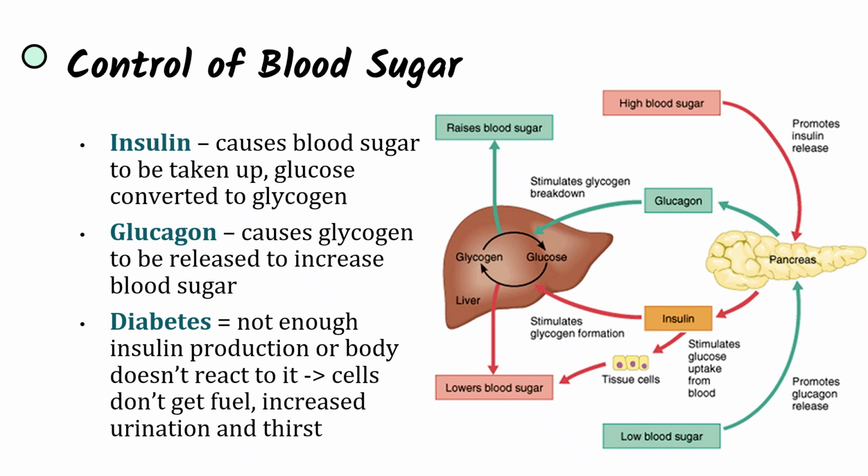and the water potential. So over here, you see when there's high blood sugar, there's a promotion of insulin released by the pancreas, and that's going to stimulate glucose uptake from the blood. And when there's low blood sugar, then that's going to promote the release of glucagon, and that's going to stimulate the glycogen breakdown to raise the blood sugar. So again, all of negative feedback is just going back to our set point and opposing the stimulus.